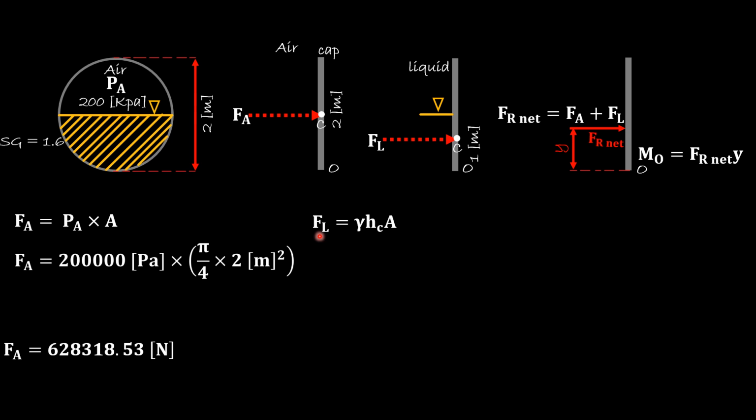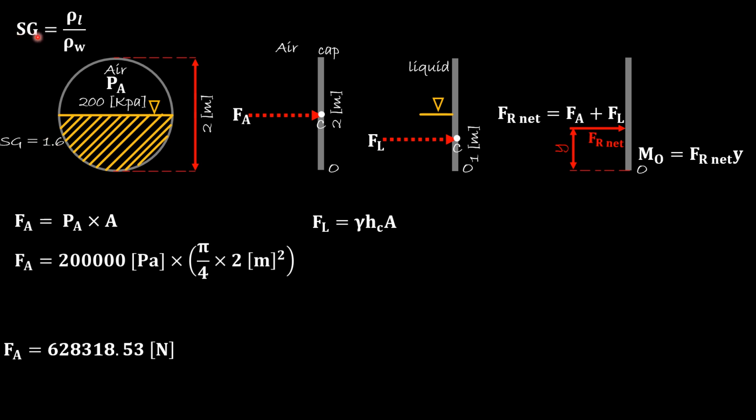Now, the force due to the liquid, we will use the hydrostatic force equation on a plane surface, which will be the specific weight times h sub c. H sub c is the distance from the liquid surface all the way to the centroid times area. So the question is, what is specific weight? We don't know the type of fluid to look it up on the water property. So what we will do is utilize the information that we're given, which is specific gravity equal 1.6.